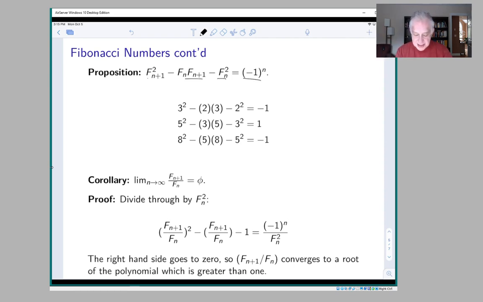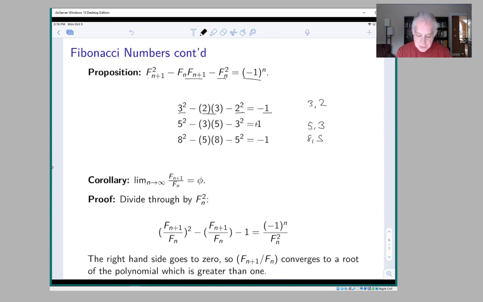So here's a little test. If your successive Fibonacci numbers are 3 and 2, then you get 9 minus 2 times 3 minus 4, which is minus 1. And then the next two Fibonacci numbers are 5 and 3. You get 25 minus 15 minus 9. That's 25 minus 24, that's plus 1. And then the next two Fibonacci numbers are 8 and 5, and you get 8 squared minus 5 times 8 minus 5 squared, which is minus 1, and so on. And so you see that the signs alternate.